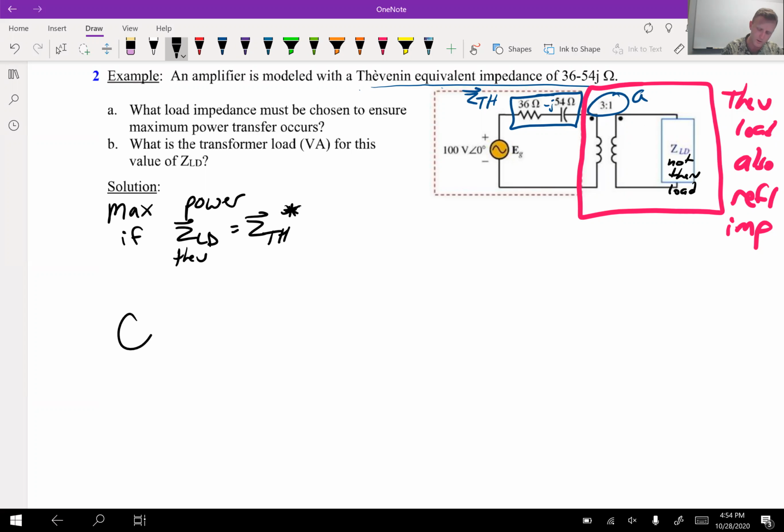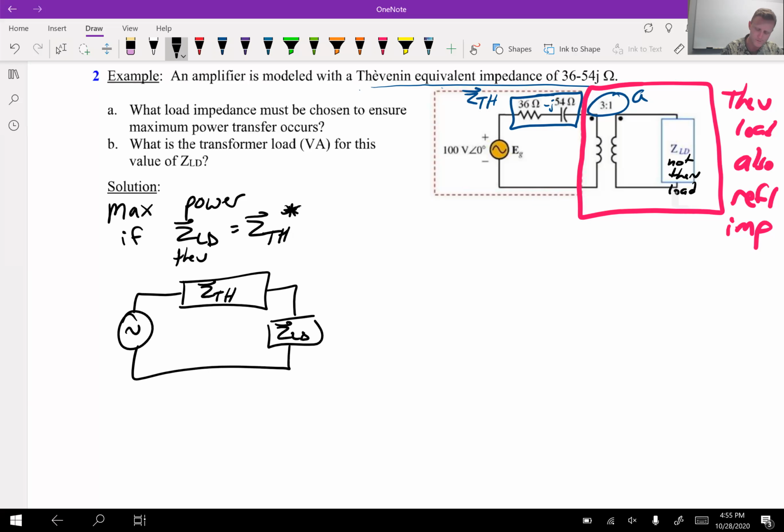What is the Thevenin load? If I had my circuit where I had a Thevenin impedance and I had a Thevenin load over here, we'll call this Z load Thev, just to be clear. That's my Thevenin load. And what I'm doing is I'm taking this Thevenin load, and that is my reflected impedance. So if I want my max power, then my Z Thevenin is 36 minus J54. So 36 minus J54. And I need the complex conjugate of that. So I need 36 plus J54.